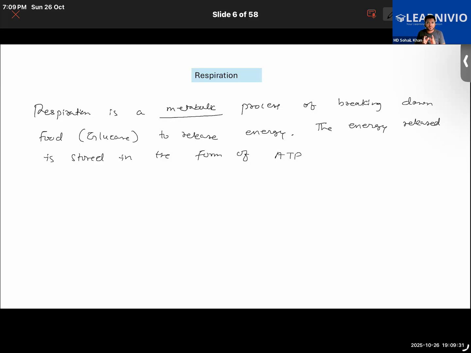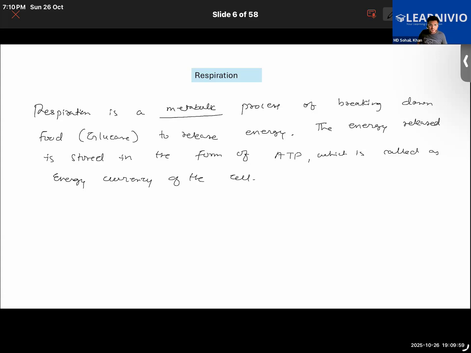So it is stored in the form of ATP, which is called the energy currency of the cell. I hope it is making sense to you. Okay, good. If you feel anything a bit difficult or uncomfortable, just let me know.